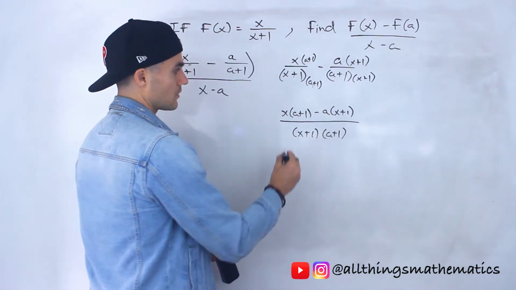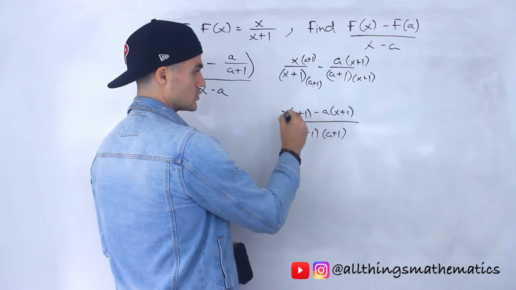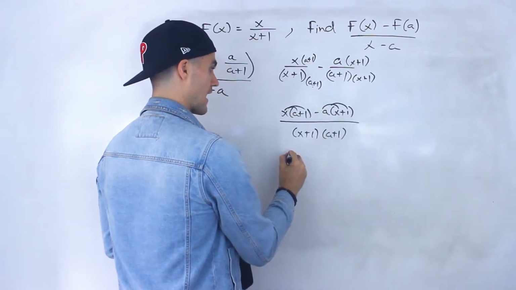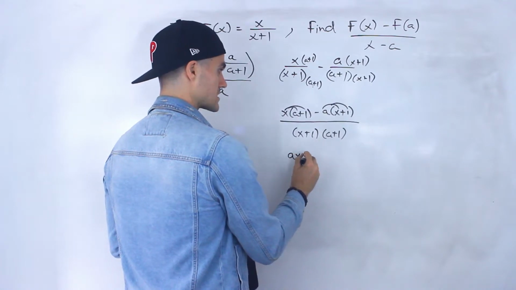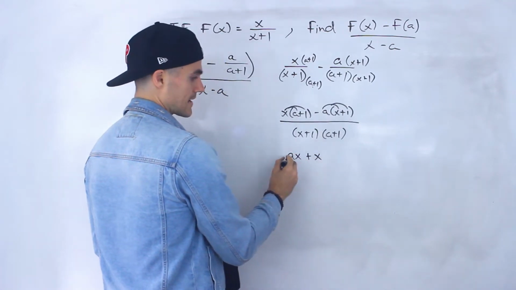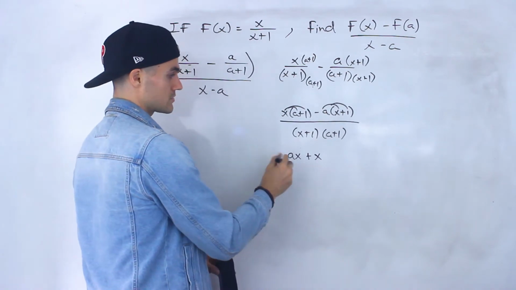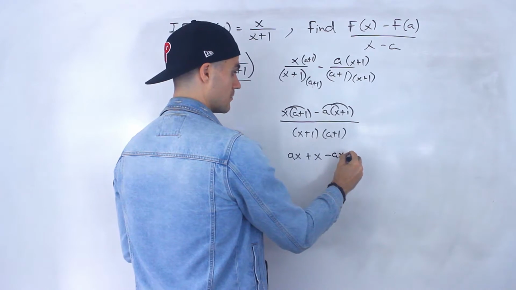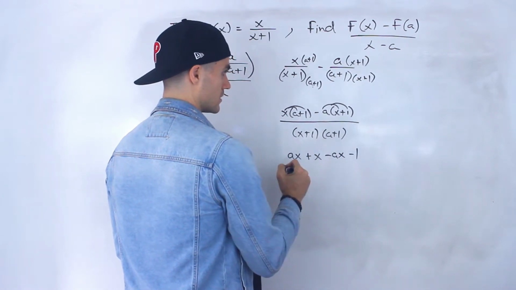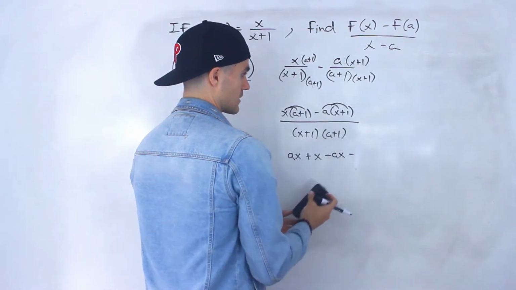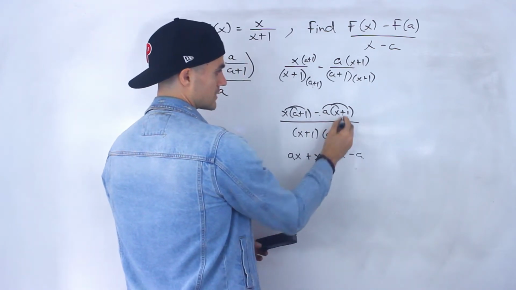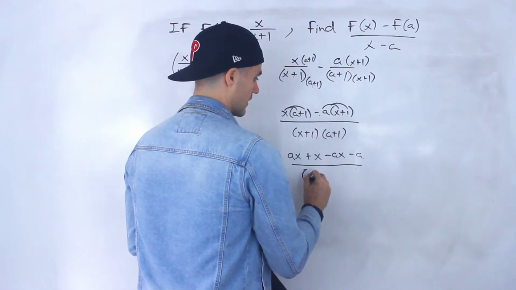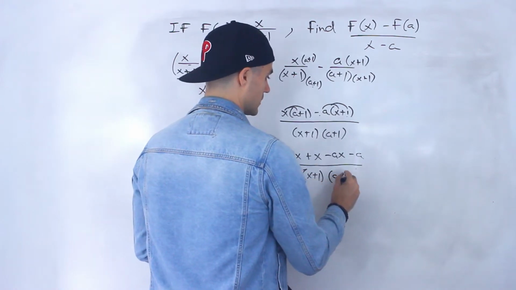And so now what we can do is simplify this numerator. Notice that we could distribute this x, and distribute this negative a. So we'd have ax plus x. You could also put xa, but I usually like to go in alphabetical order. So ax plus x minus ax minus, no, minus a, sorry. Negative a times positive 1 is negative a. All over x plus 1, a plus 1.